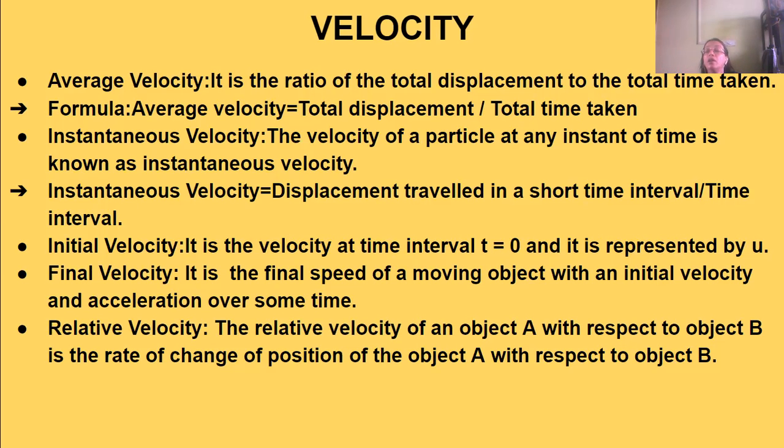The relative velocity of an object A with respect to the object B is the rate of change of position of object A with respect to object B. As I told you, if two objects are moving, say north, then according to B, A is also moving towards north. But if A is static and both of them are in a moving car. Okay, two cars are moving.